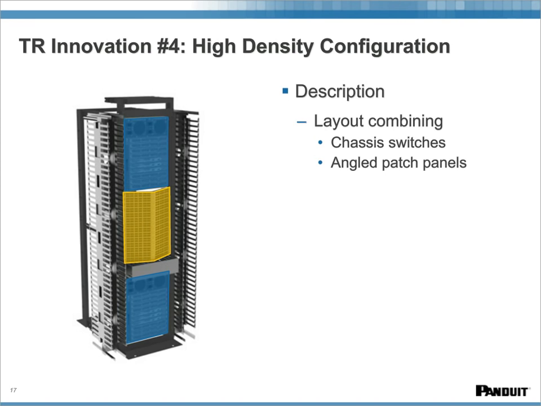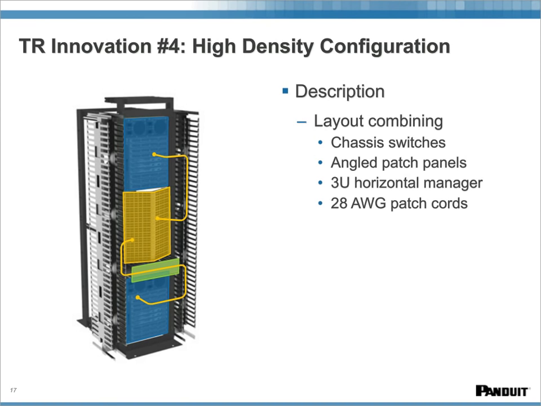Well, we want to remove every unnecessary RU that could be used for horizontal managers. And the angled panels allow us to do that so that we can make maximum use of that patching space. We are going to use a horizontal manager, and I'll tell you why in just a moment. Really, usually it's for the cutover or the crossover of cables from one side of the rack to the other. And we were able to get away with a 3U horizontal manager because we're using our 28-gauge patch cords again. And the small size of those cords allows us to take half the quantity from one side to the other.